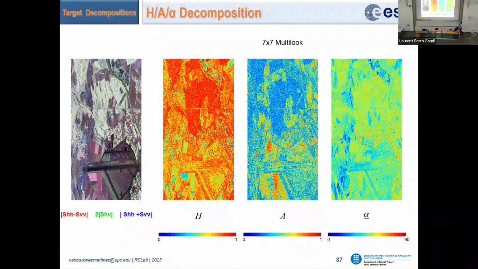So let's go to analyze this image here. The entropy, as you can see, in the forest is equal to 1.